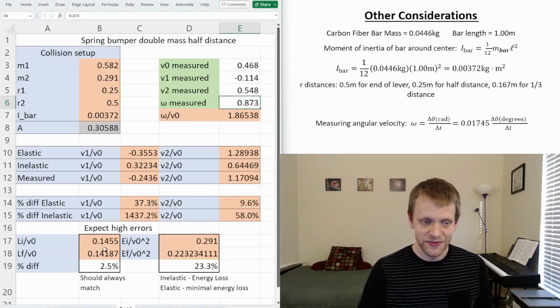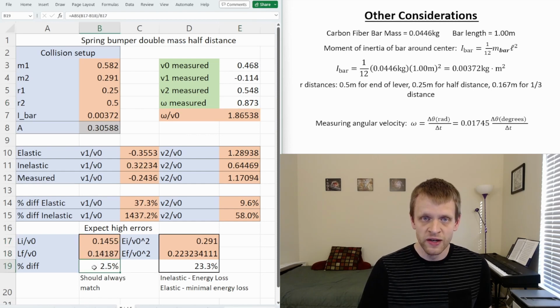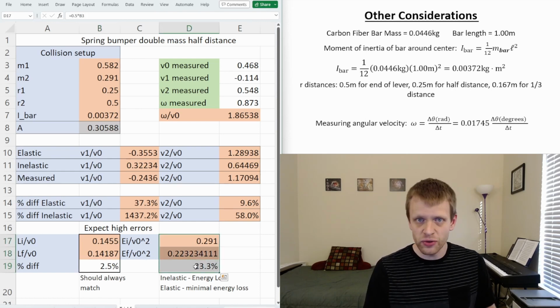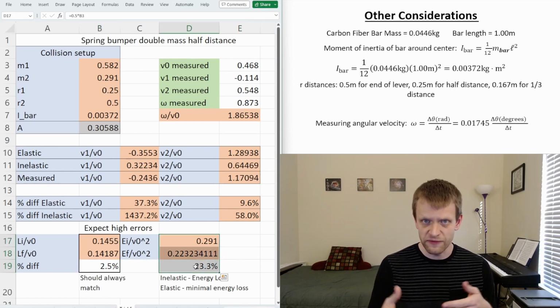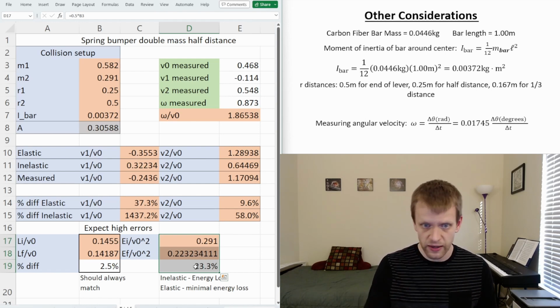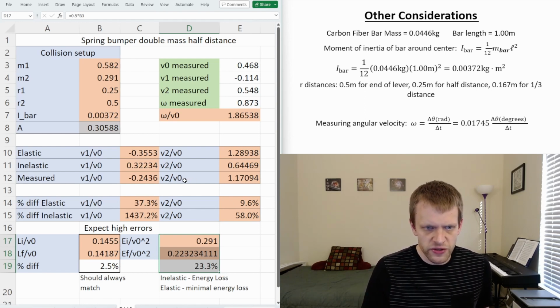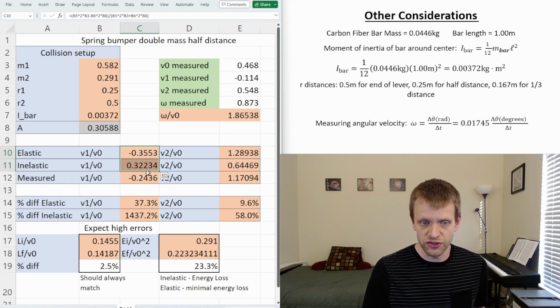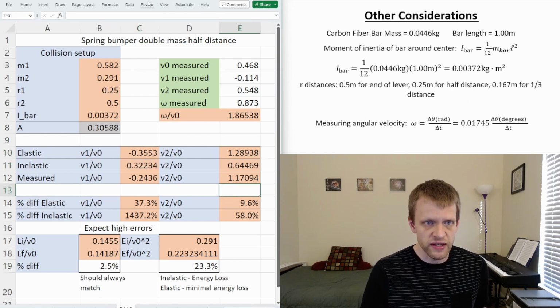And notice that our angular momentum matched to within 2.5%. We did lose a bit of energy, and as we were expecting, even using the spring bumpers, we are going to lose a fair amount of energy. But notice that for these velocity ratios, what we got was not far off from the elastic case. And again, it's within that range that we're expecting. Same for cart 1. It's not exactly what we were expecting for the elastic case, but it is in the valid range that we were looking at. So this one looks pretty good. Let's look at the next one.